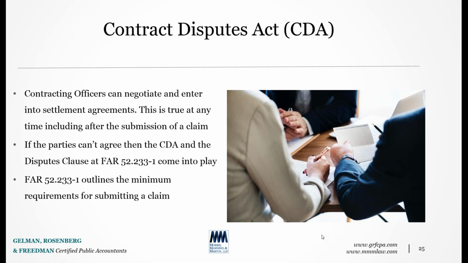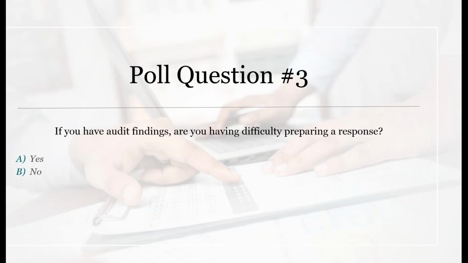The FAR outlines the minimum requirements for submitting a claim, which I'll talk about after our next poll question.